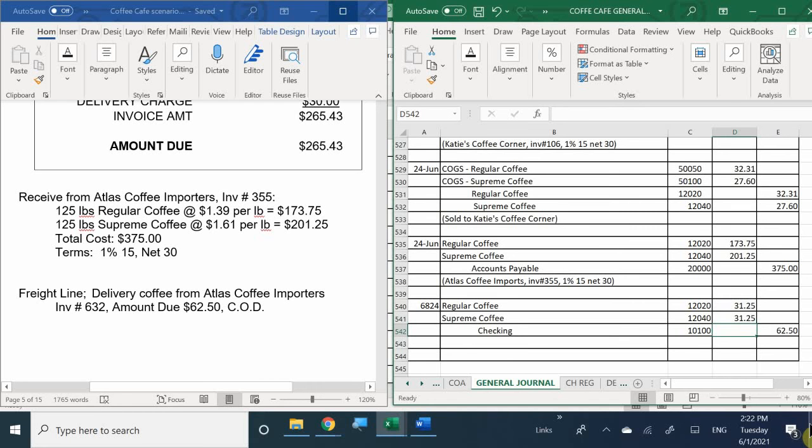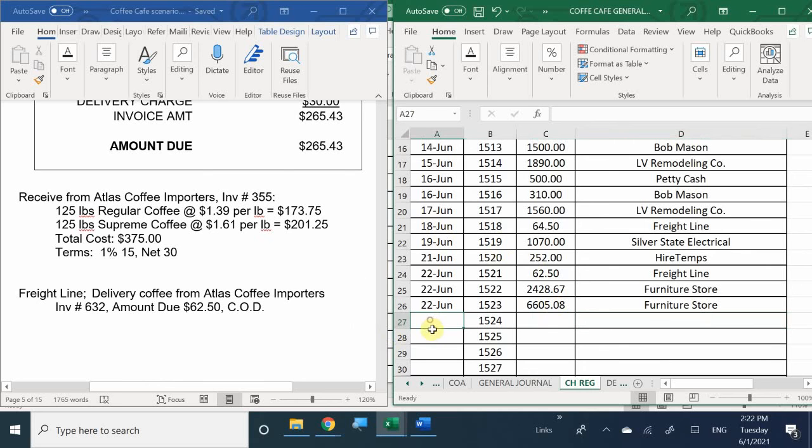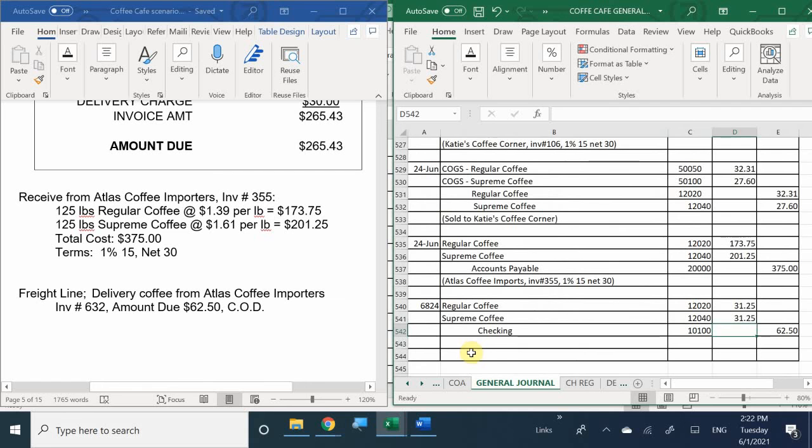Now you want to go after that, you want to go to the check registry because we need a check number. Yes, we do. And our check number is going to be number 1524 for Freightline and total amount of $62.50. Whoop, I hit the wrong one. Freightline is this one. There you go. Okay, so we can go back to our journal and make a little note real quick. And all I put was Freightline, the invoice number of 632, the check number 1524, and COD.